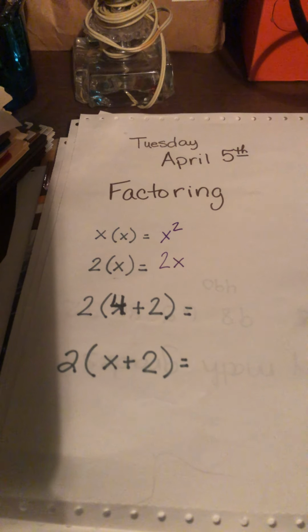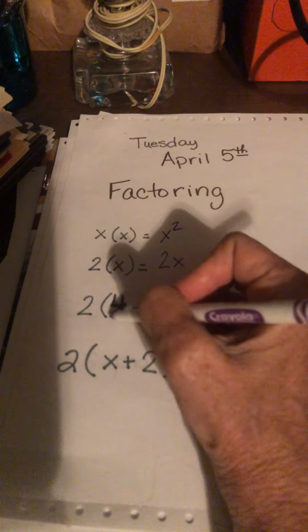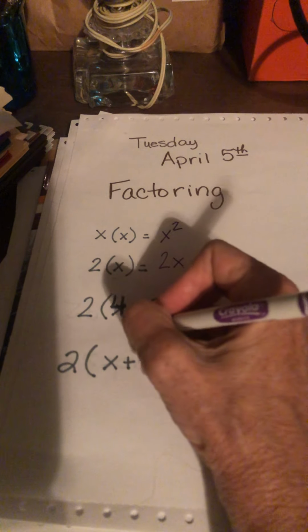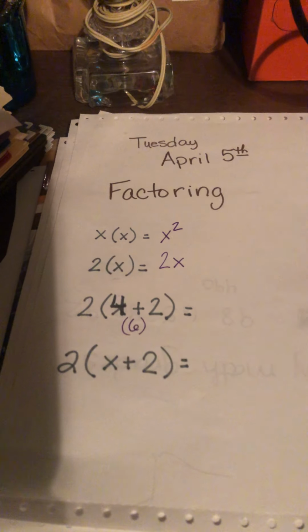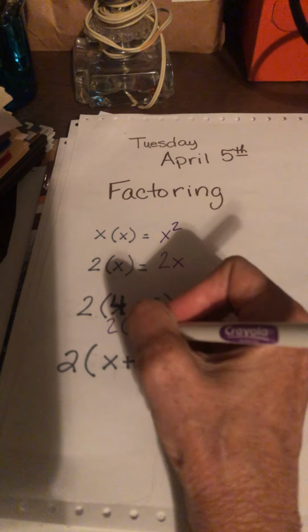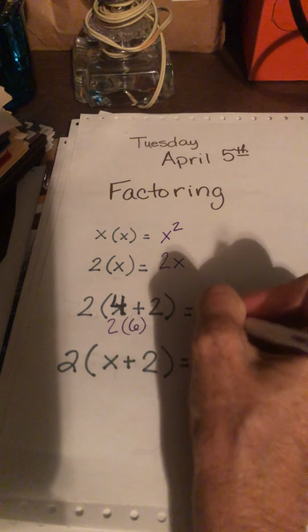Now here we have 4 plus 2 in the parentheses. We always solve what's inside the parentheses if it's possible, and that is possible to solve. 4 plus 2 is 6. So right now we know that's what's in parentheses. The 2 is butt up against the parentheses, so it means multiplication, and 2 times 6 is 12.